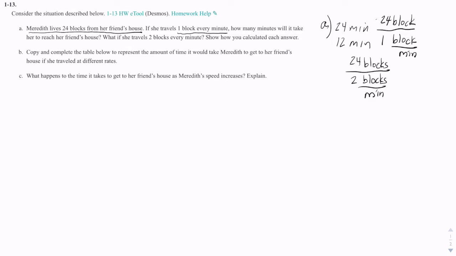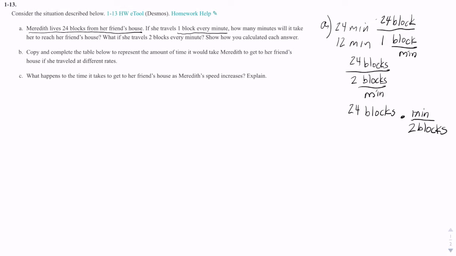Although this isn't required, let's think about why we actually get 12 minutes here. Why do the units cancel? Well, when we divide by a fraction, we're really multiplying by the reciprocal. So I have 24 blocks, and I'm going to multiply that by the reciprocal of 2 blocks per minute. A reciprocal means I'm flipping that fraction. So what I end up with is 1 minute over 2 blocks.